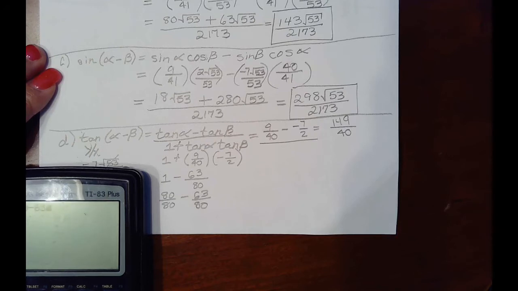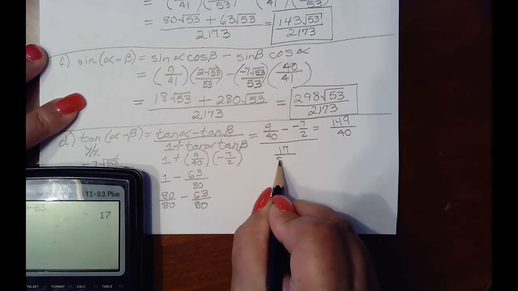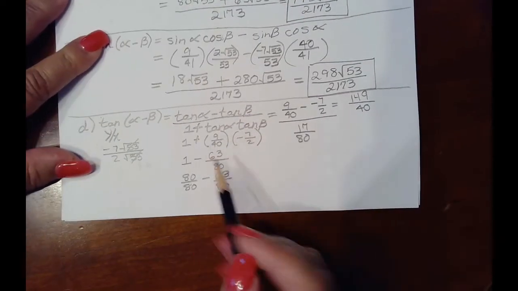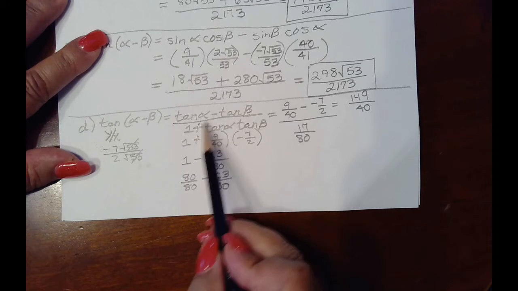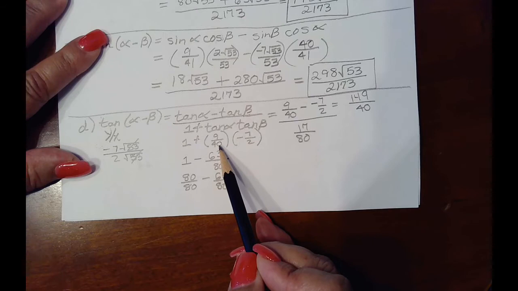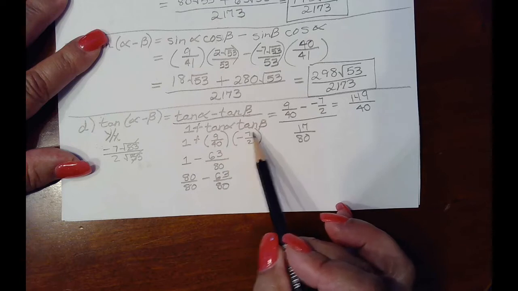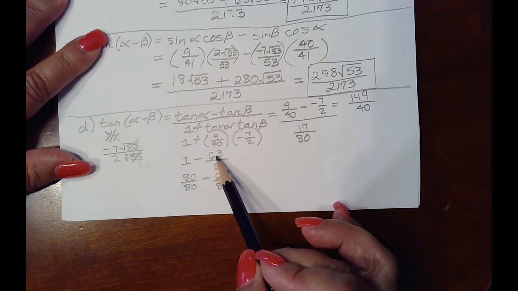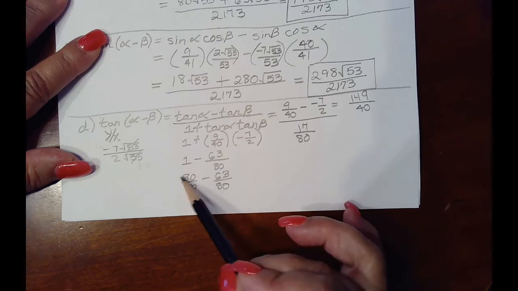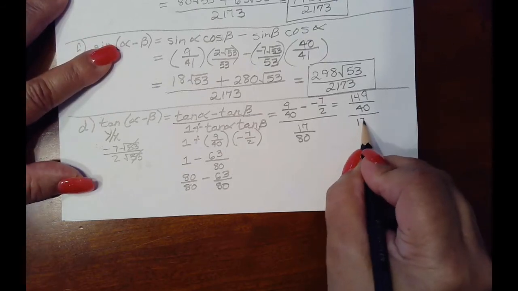80 minus 63 is 17/80. Okay, and that's what's going on in the bottom of that fraction. Once again, switch that sign because these two should have opposite signs. This was the tan of alpha value, 9/40. Tan of beta value was -7/2. This times this was -63/80. I called this 180/80 so I could pull these together. 80 minus 63, 17/80. That is the bottom fraction.